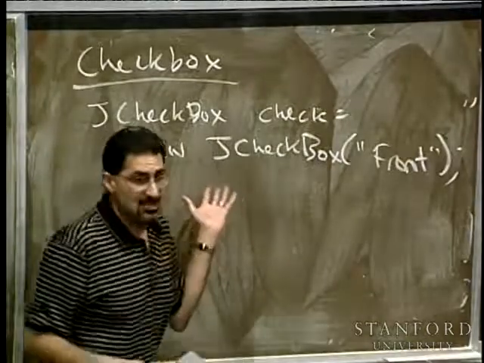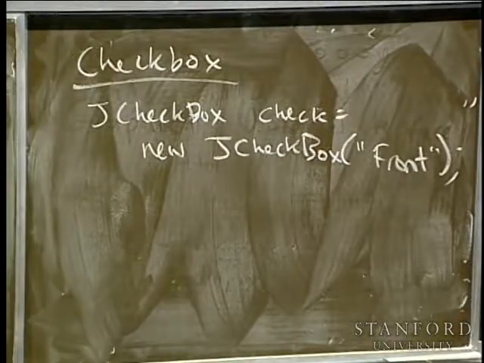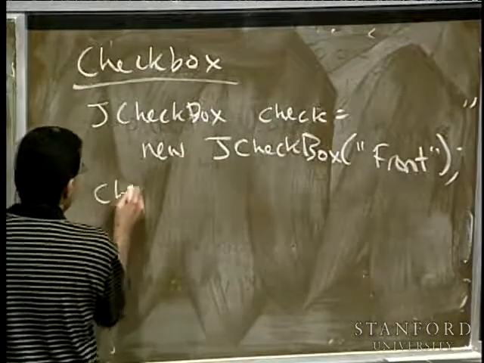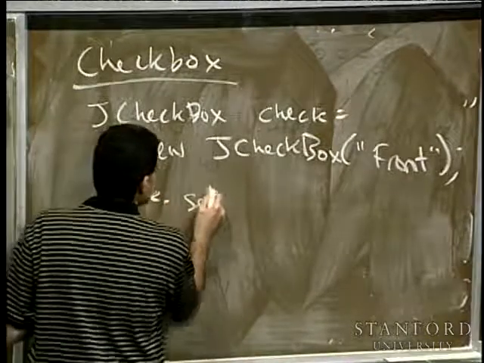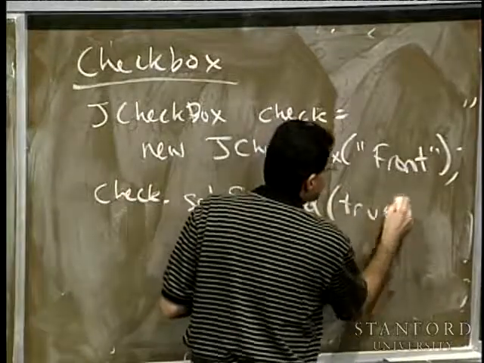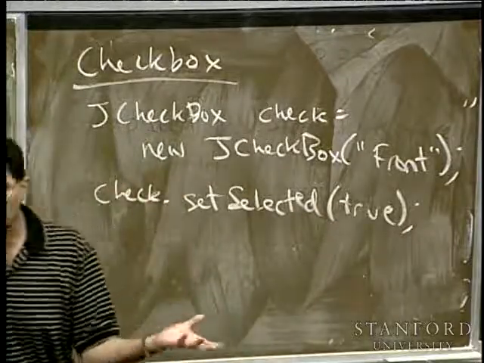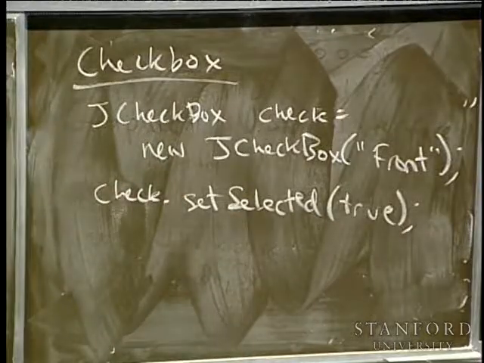Now, other things I can do with the checkbox which are kind of cool, I can set its initial state to either be checked or unchecked. So what I can do is I can say, check dot setSelected, and give it either a true or false, a Boolean, to say, do you start off checked or not checked? So if I set selected to be true, it starts off checked. If I set it to be false, it starts off unchecked.